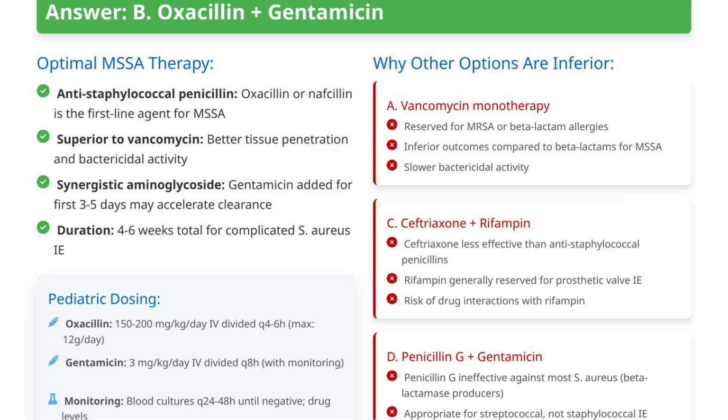Total treatment duration for complicated Staphylococcus aureus infective endocarditis is typically 4 to 6 weeks. For pediatric dosing, oxacillin is given at 150 to 200 mg per kilogram per day intravenously, divided every 4 to 6 hours with a maximum of 12 grams per day. Gentamicin is dosed at 3 mg per kilogram per day intravenously, divided every 8 hours with appropriate monitoring.